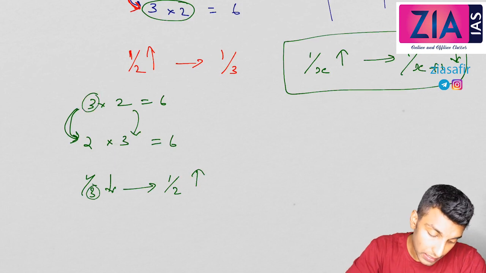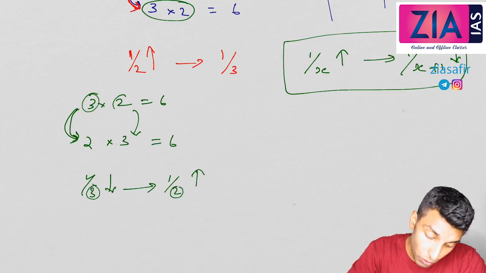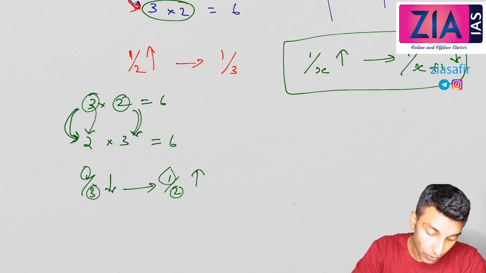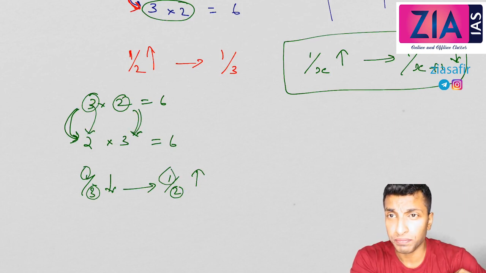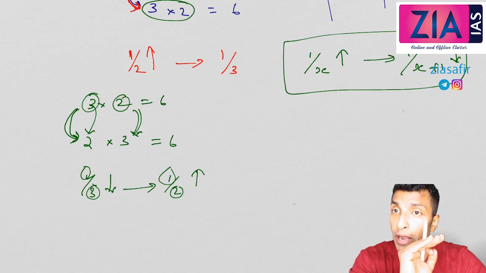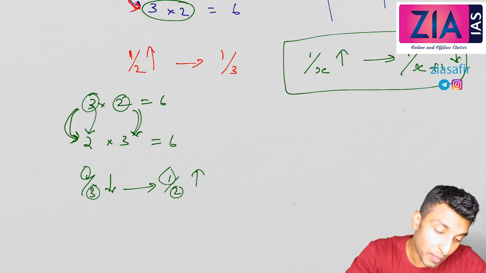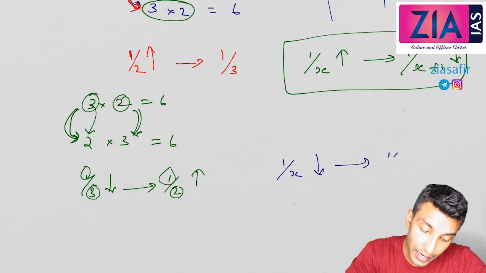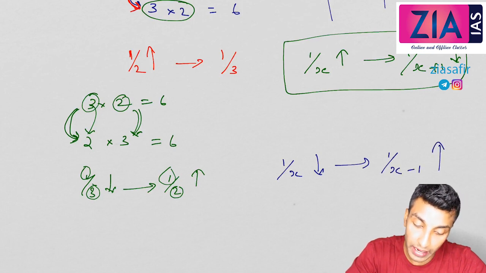Why this 3? Because on top of 3. Why this 2? Because on top of 2. Why this 1 and 1? Here 1 is a change, here also 1 is a change. So change divided by the base, okay? So 1 by 3 decrease led to 1 by 2 increase. So how can I write about decrease? 1 by x decrease leads to 1 by x minus 1 increase.